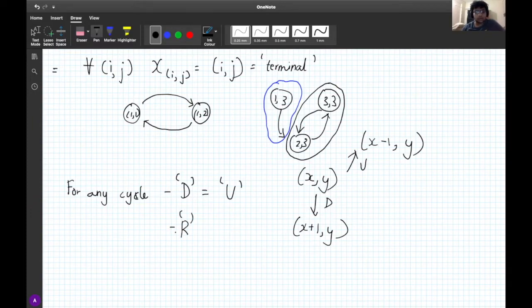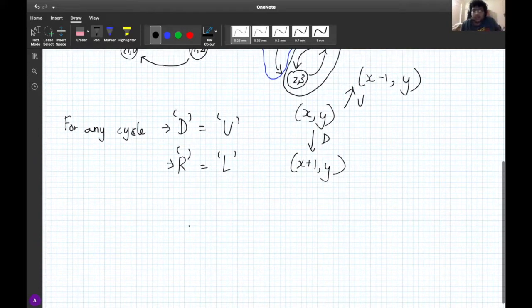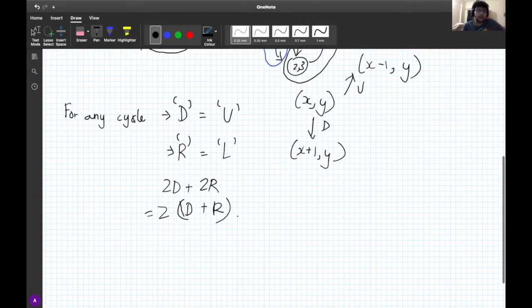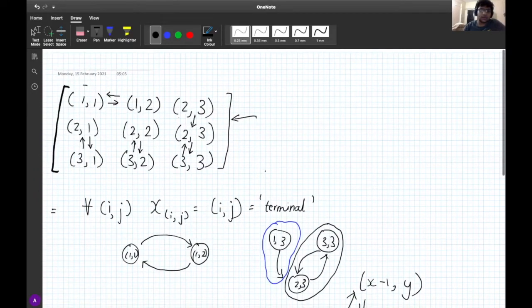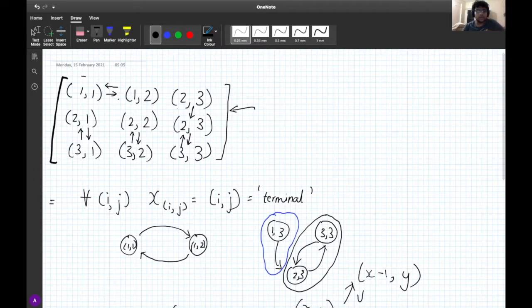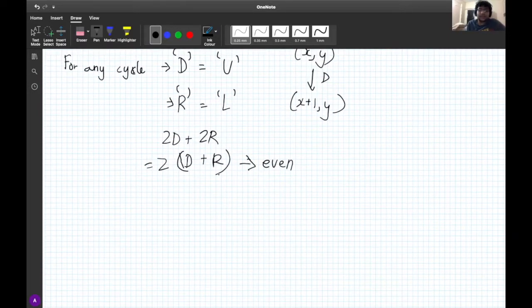Similarly, R, oh, this is an arrow, by the way, this is not really like a minus sign. So R is equal to left. Okay, so the total number of edges, and therefore the total number of nodes in the cycle, is equal to 2d plus 2r, which is 2 into d plus r. So d plus r itself is not really relevant. The more important thing is that this is always even. Meaning that if we forget about all these non-terminal nodes and include only the terminal nodes in the graph, then this graph will only contain even length cycles.